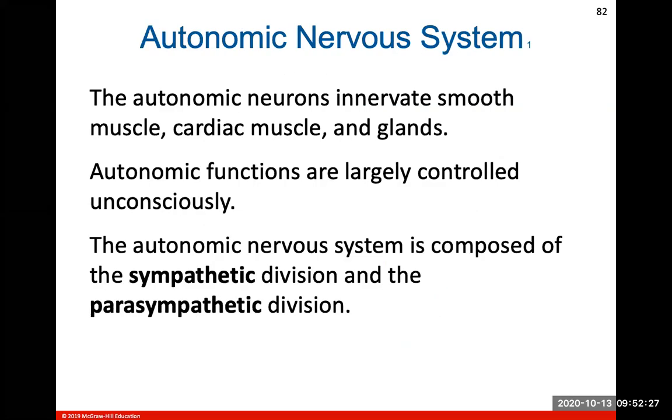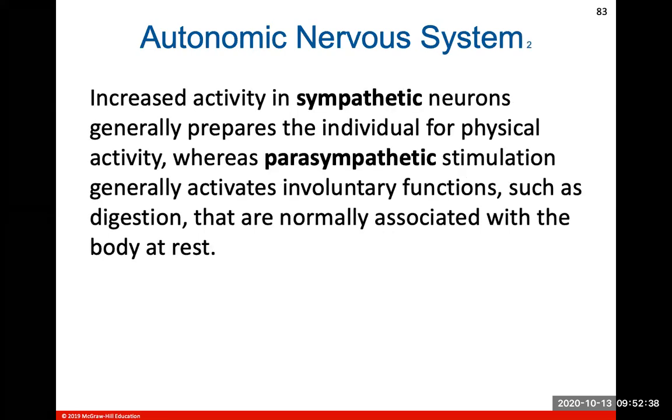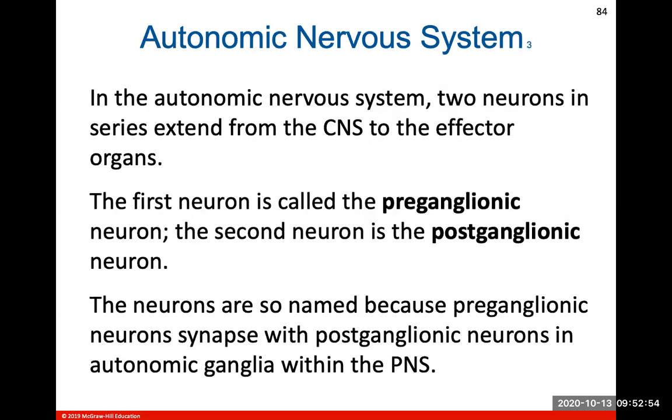The autonomic nervous system innervates smooth muscle, cardiac muscle, and glands. Its functions are largely controlled unconsciously, and we divide it into the sympathetic and parasympathetic divisions. Increased activity in your sympathetic neurons will prepare the individual for physical activity, whereas parasympathetic stimulation generally activates involuntary functions like resting and digesting. So 2 neuron series will exit from your central nervous system to effector organs in your autonomic nervous system. The first neuron is the preganglionic, and the second is the postganglionic.